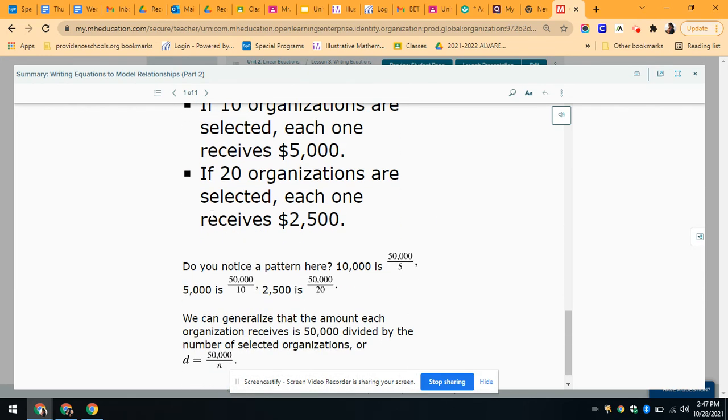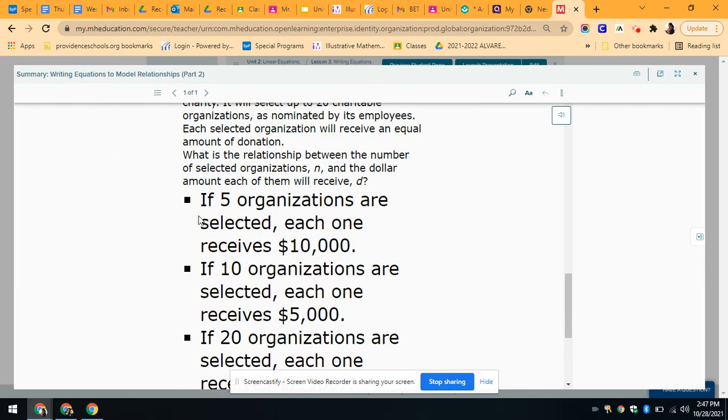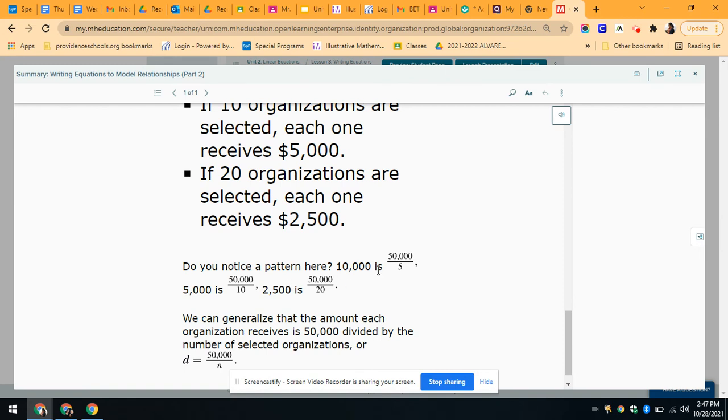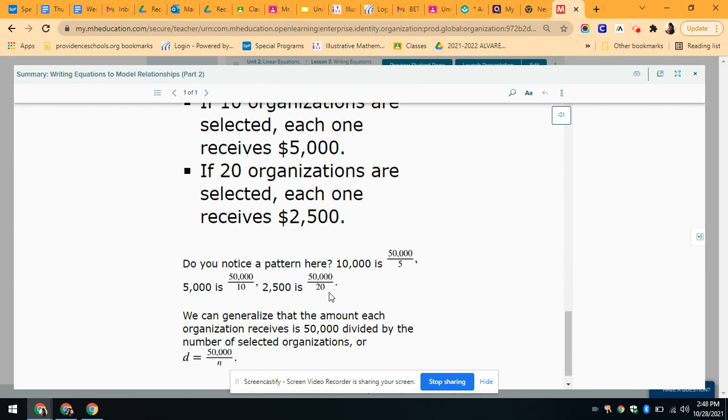Do you notice a pattern here? So if 5 are selected, each one receives 10,000. If 10, each one receives 5,000. If 20, each one receives 2,500. You notice a pattern? 50,000 divided by 5 is 10,000. 5,000 is 50,000 divided by 10. And 2,500 is 50,000 divided by 20.